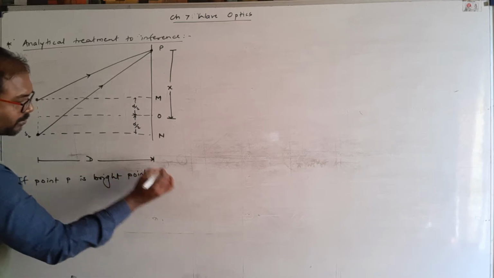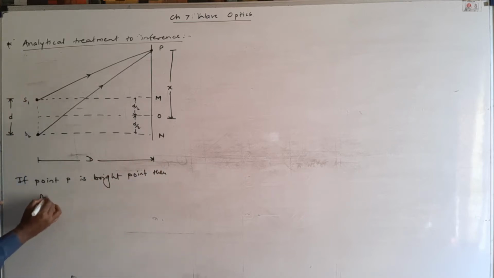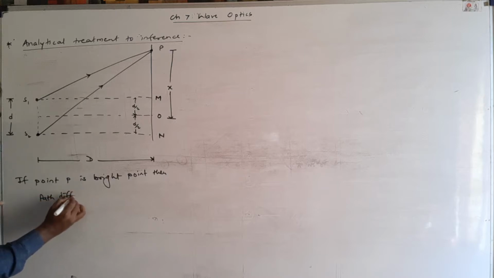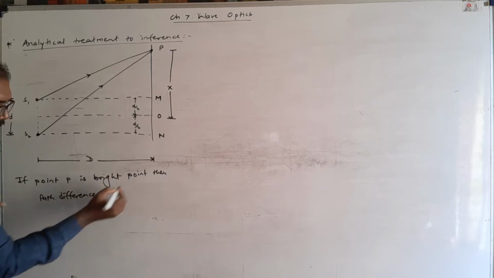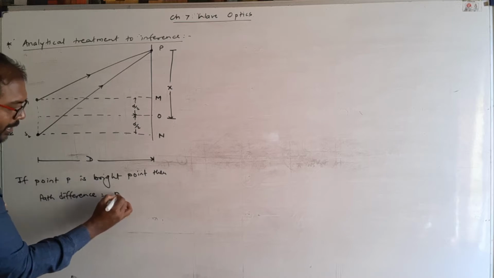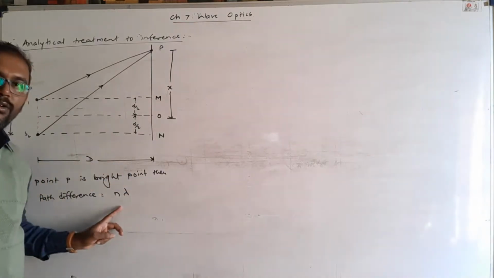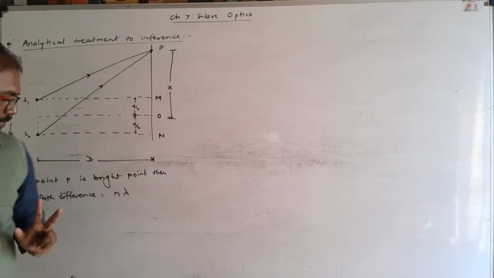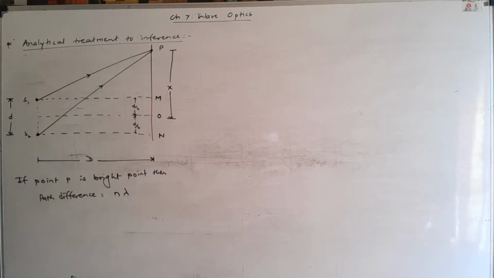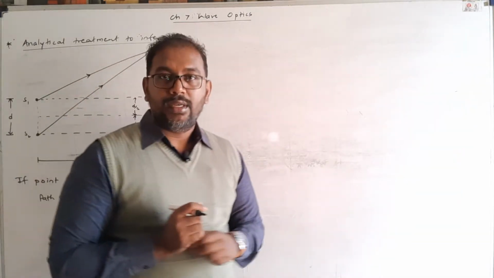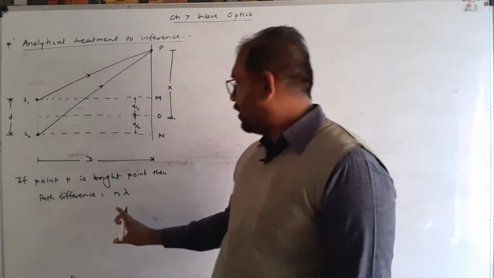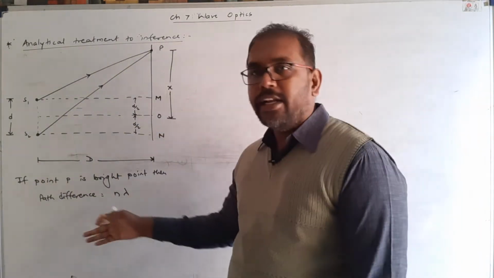Then we know that the condition for path difference for a bright point is n lambda. Path difference is n lambda, where n has a value 1, 2, 3, 4, and so on. So n is an integer basically.